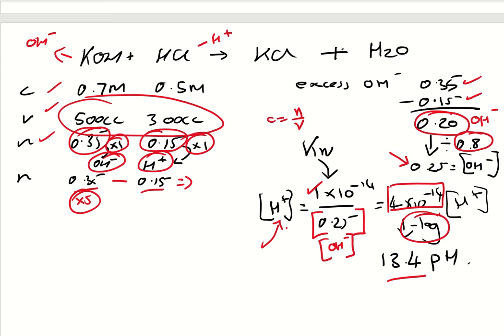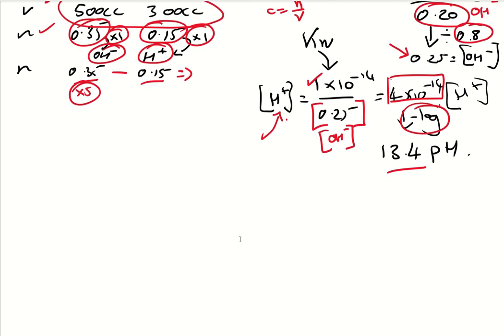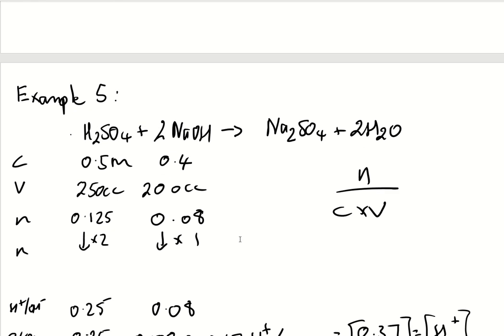That's what I would expect. I've got a strong alkali here in excess, so I'm looking for an answer around 12 to 14. If I didn't get that, I'm probably going back to my calculation to have a rethink.